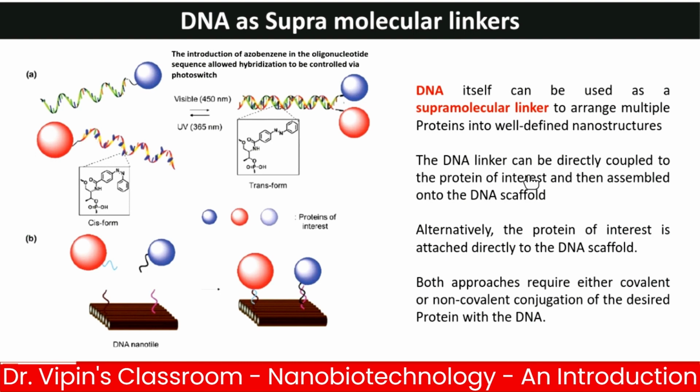A DNA linker can be directly coupled to the protein of interest and then assembled onto a DNA scaffold. Alternatively, the protein of interest is attached directly to the DNA scaffold, and both approaches require either covalent or non-covalent conjugation of the desired protein with the DNA.